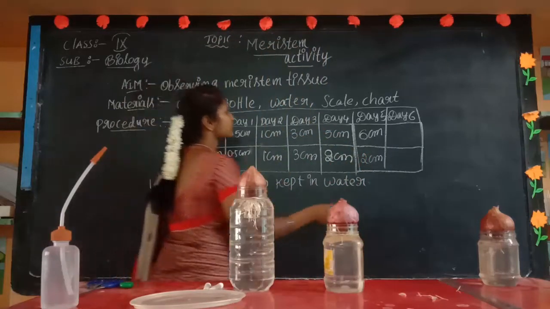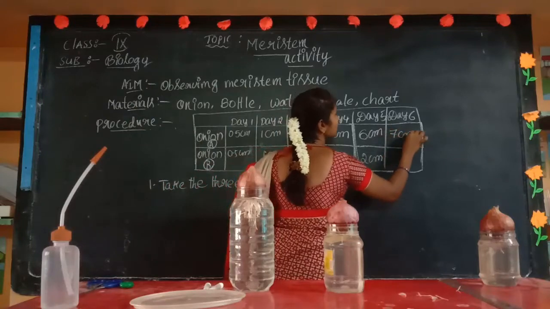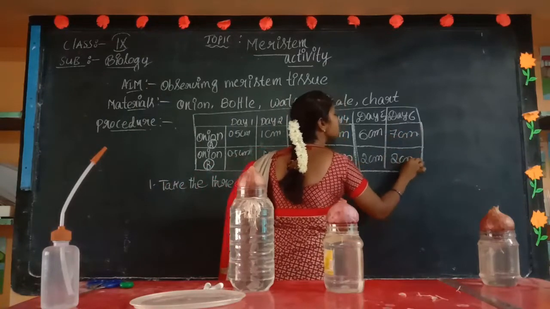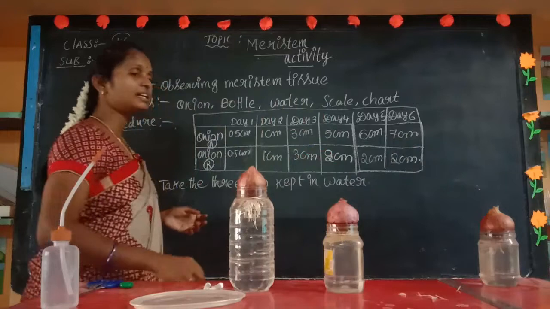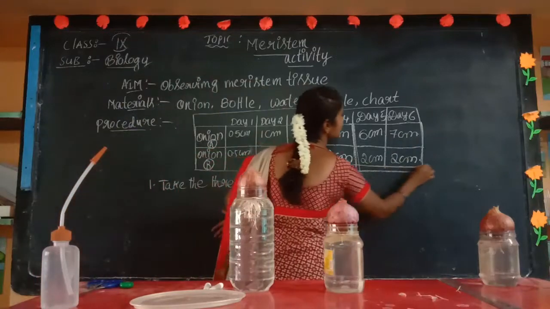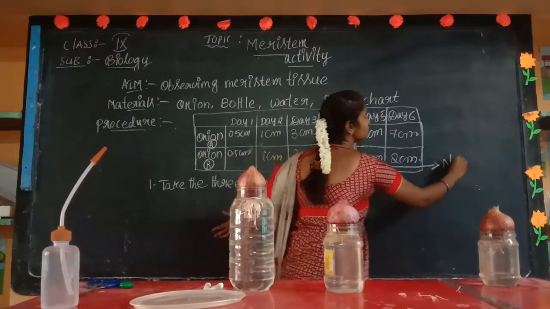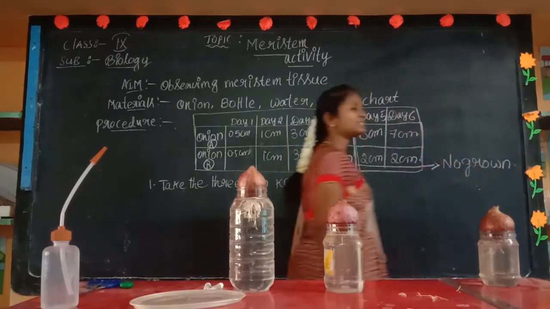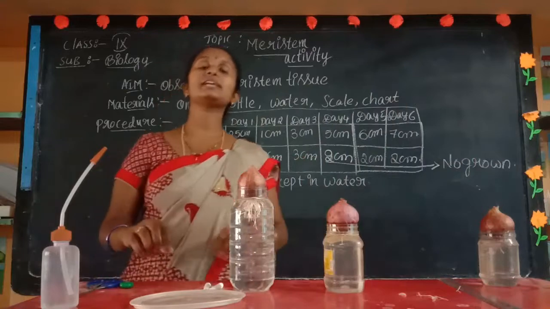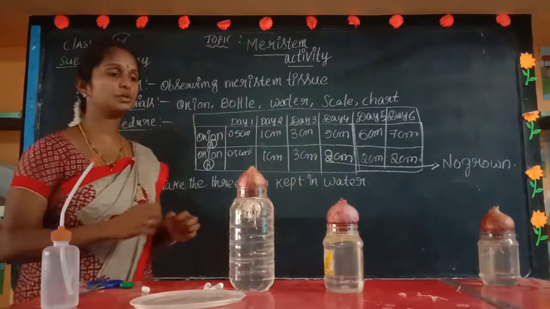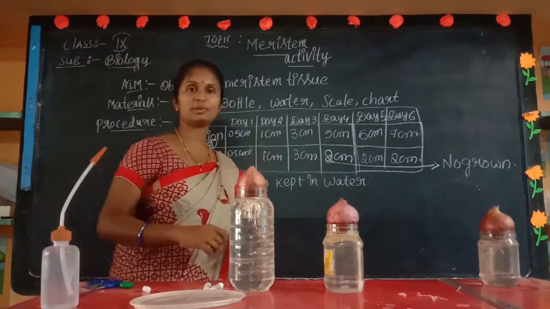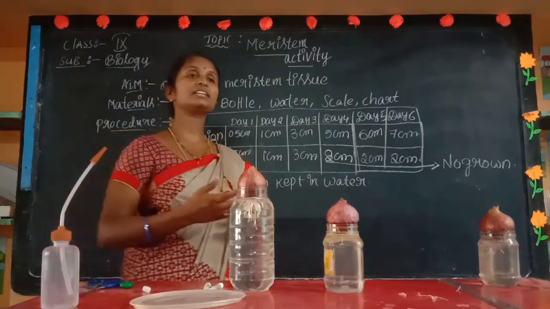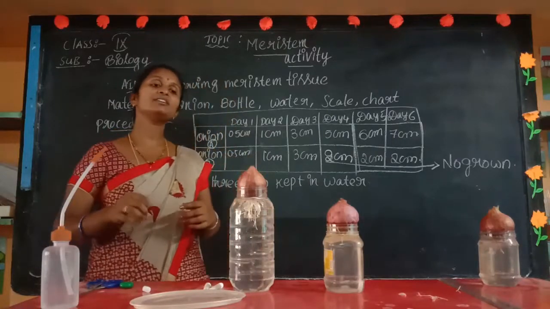Yes, and day 6, the onion A cells increased, B is 2 centimeters only. Here, what do you observe? The cells have not grown. Why? Because we cut the meristem cells. Due to that, the cells cannot be produced. This chart needs to be maintained, and the next activity you are going to do by yourself.